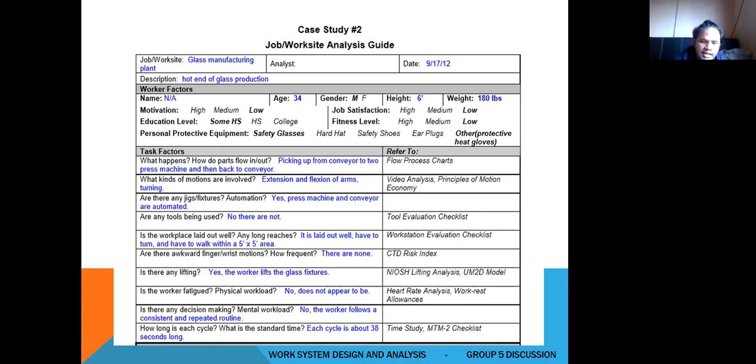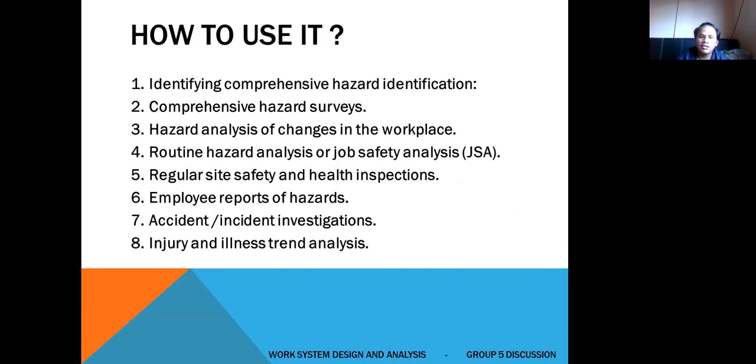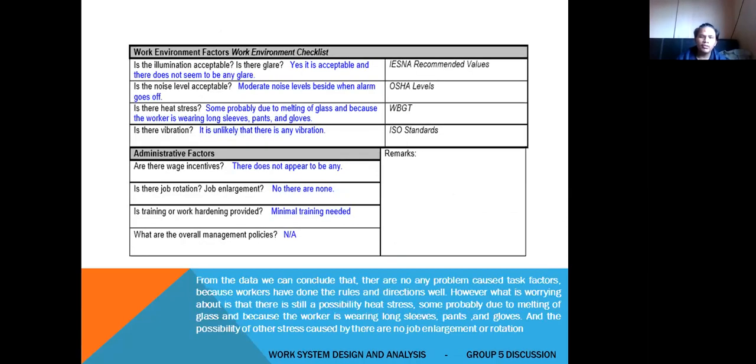And the last, how long is each cycle? What is the standard time? Each cycle is about 38 seconds long. So the repetition is 38 seconds long for each conveyor cycle. For this we refer to the time study and MTM-2 checklist. And we need to survey the work environment factors, the work environment checklist.